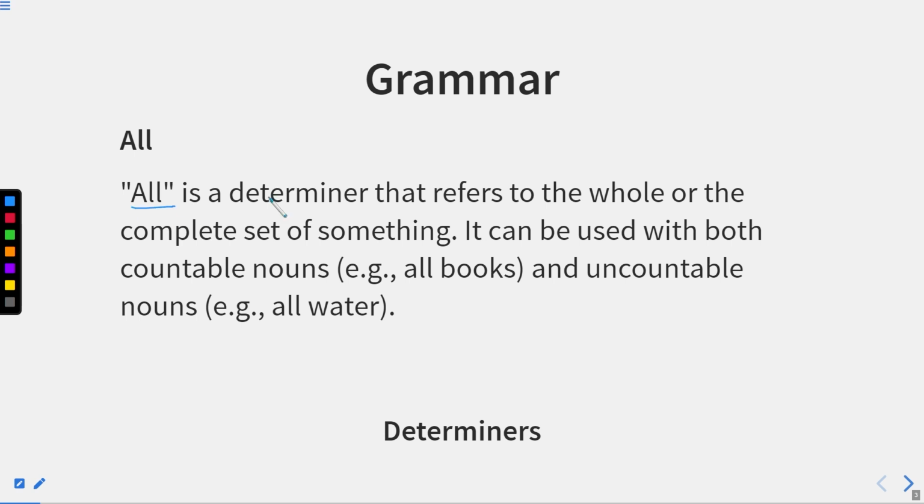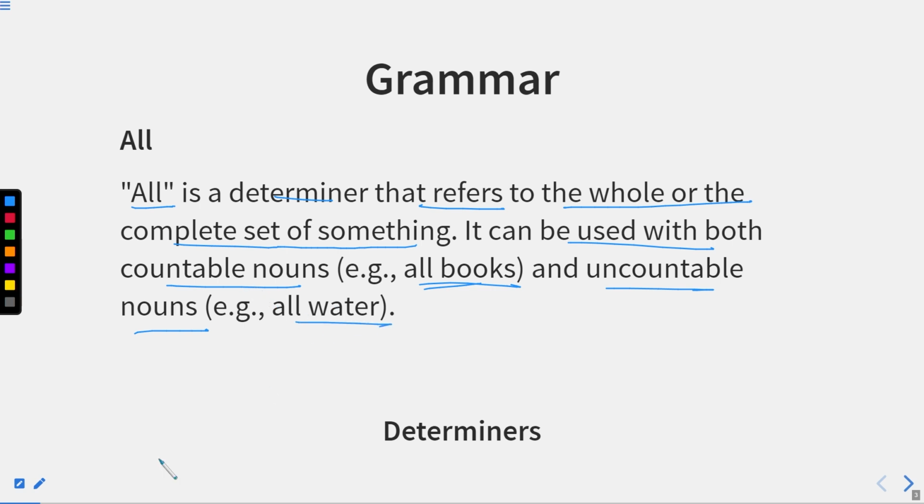All is a determiner that refers to the whole or the complete set of something. Now, if I say all, that means everything. That means I'm referring to all the things, to the whole part of that, to the complete set of that, whichever is there or whosoever is there. It can be used with both countable nouns and uncountable nouns. For example, all books, countable nouns, and all water, uncountable nouns.